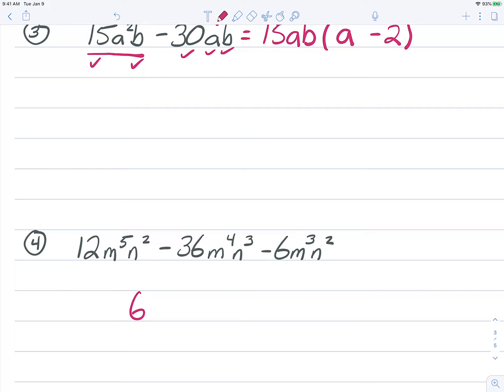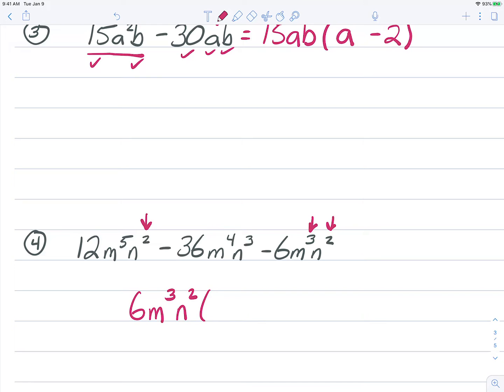Now let's look at variables. They all have an m. The smallest exponent of the m is a 3, so I'm going to take out an m cubed. They all have an n, so I'm going to take out an n, and the smallest exponent of the n is a 2. It's actually in 2 places. That's fine. So I'm going to take out a 6m cubed n squared.